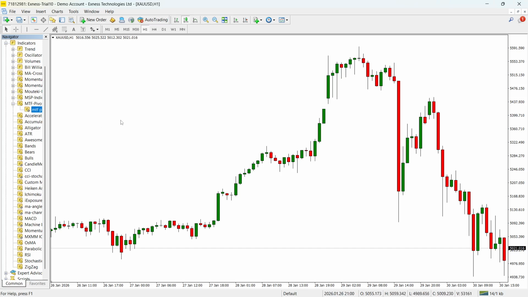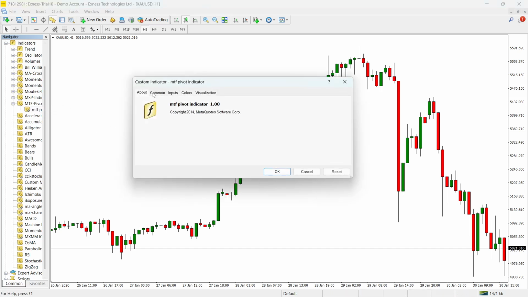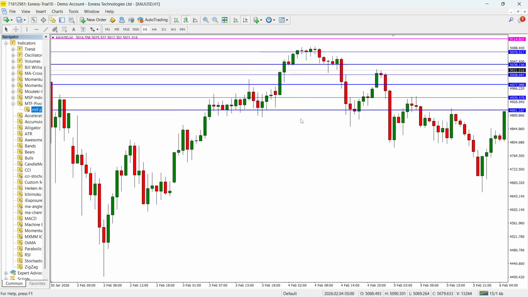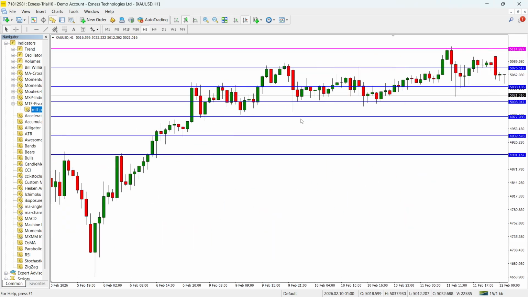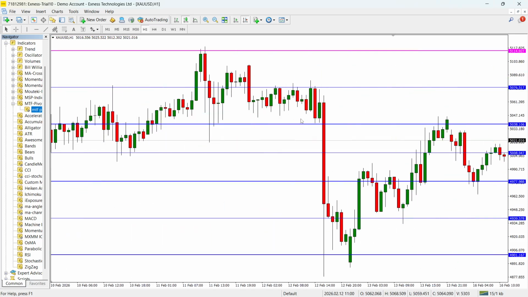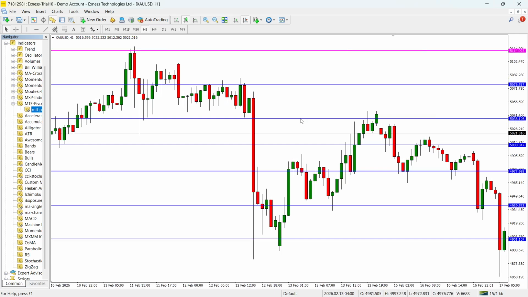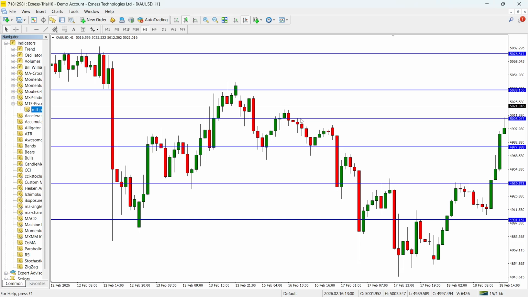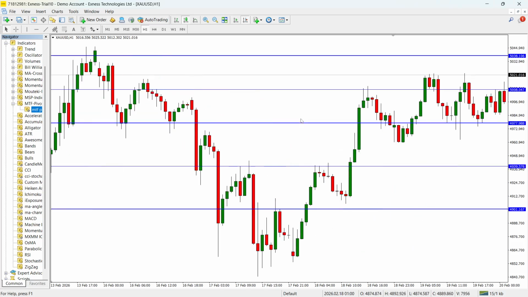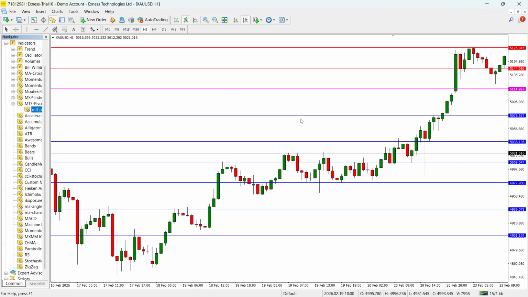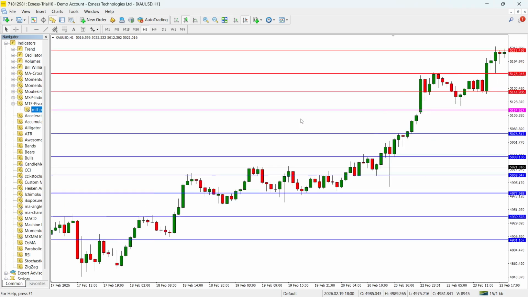At this point, I'll load the indicator on the chart so you can see how it looks in real time. I'm about to allow the DLL imports, and there we have it. On the chart, the indicator draws horizontal lines representing pivot levels including the central pivots, support levels, and resistance levels for multiple time frames simultaneously.